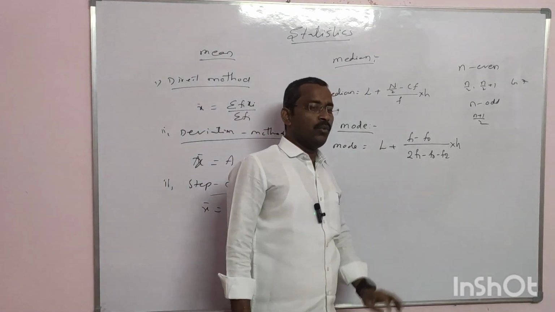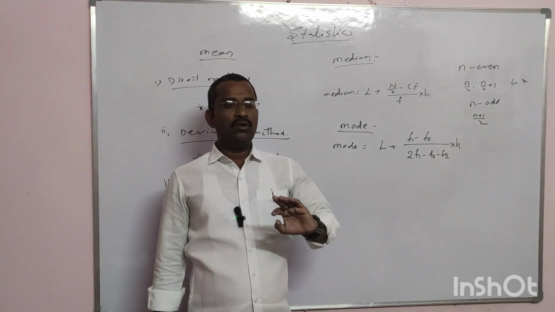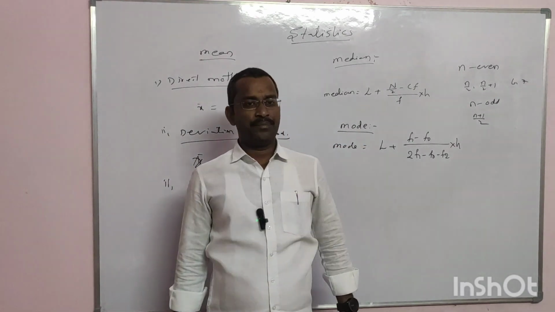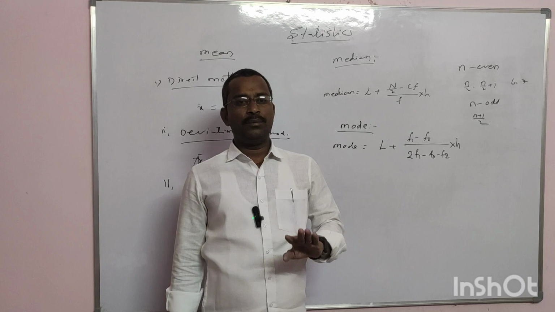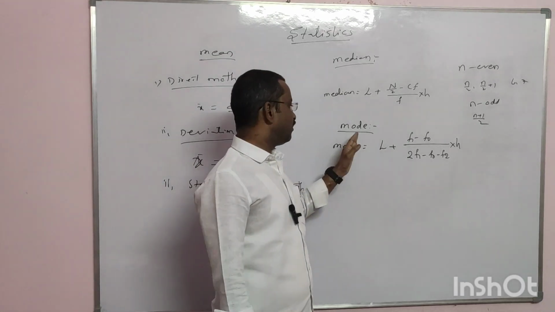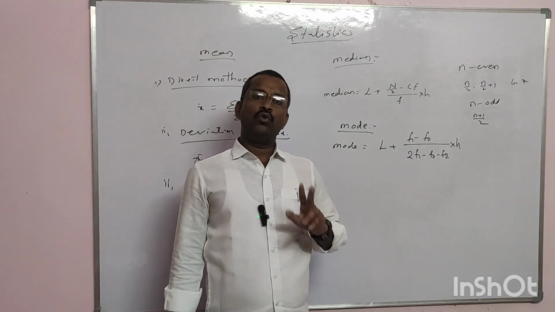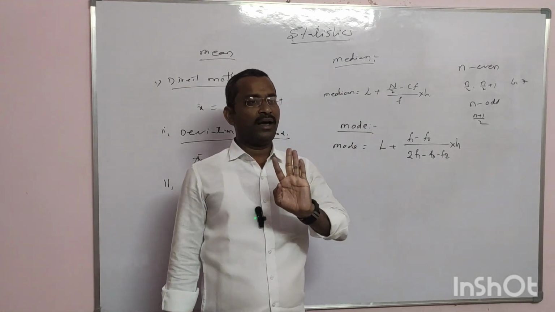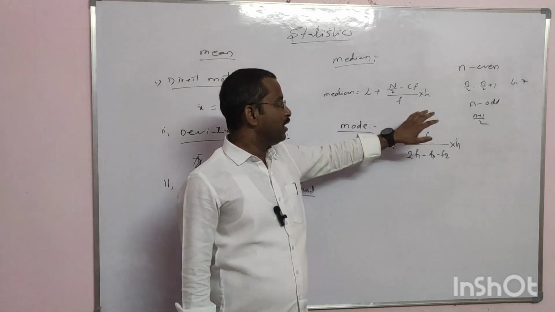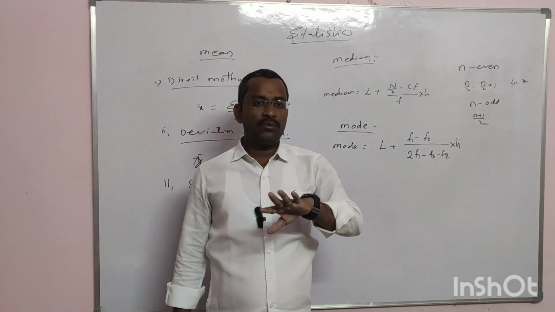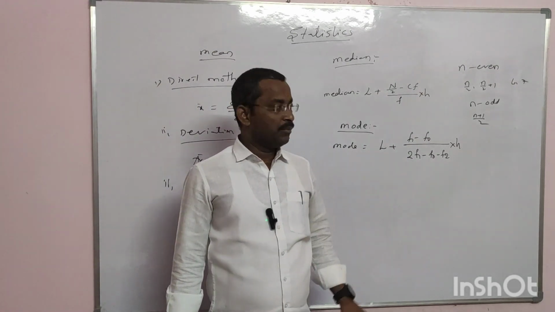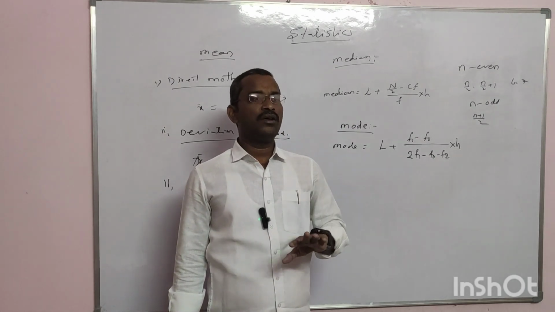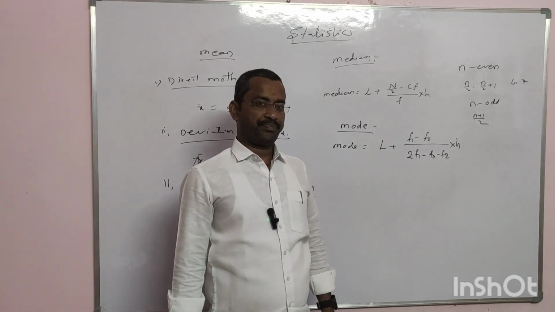And in the case of the mode, the value which is repeated the maximum number of times is the mode. If two values are repeated the maximum number of times, the mode is going to be two terms. Don't find the average of them. In the median, if you are getting two terms, you find their average. But in the mode, whichever values are repeated the maximum number of times, those values are the mode.